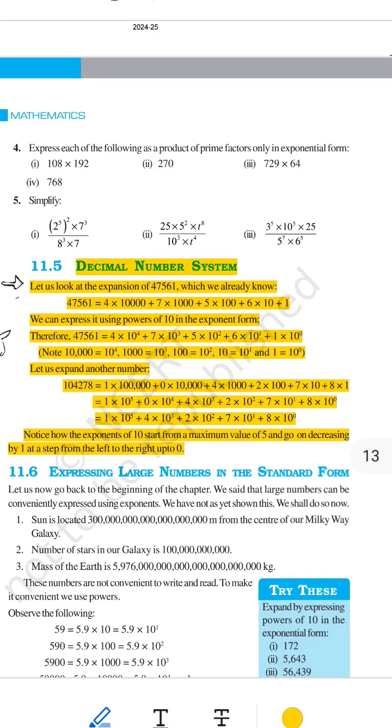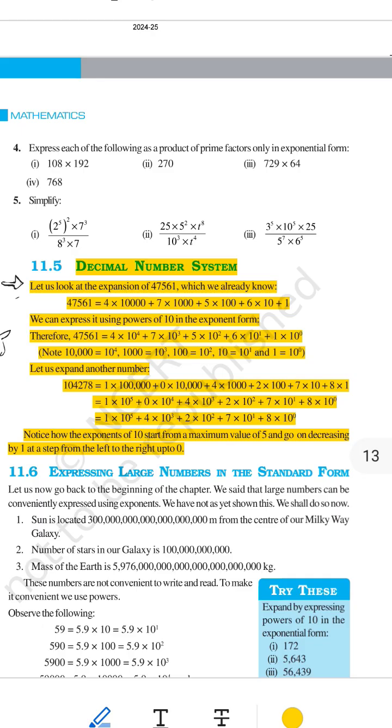Step 1. What is the decimal number system? Let's break it down. Decimal means based on 10. This system uses 10 digits: 0, 1, 2, 3, 4, 5, 6, 7, 8, 9. It's the system we use to count, read, and write all numbers in daily life. This is the reason it's called the base 10 system.